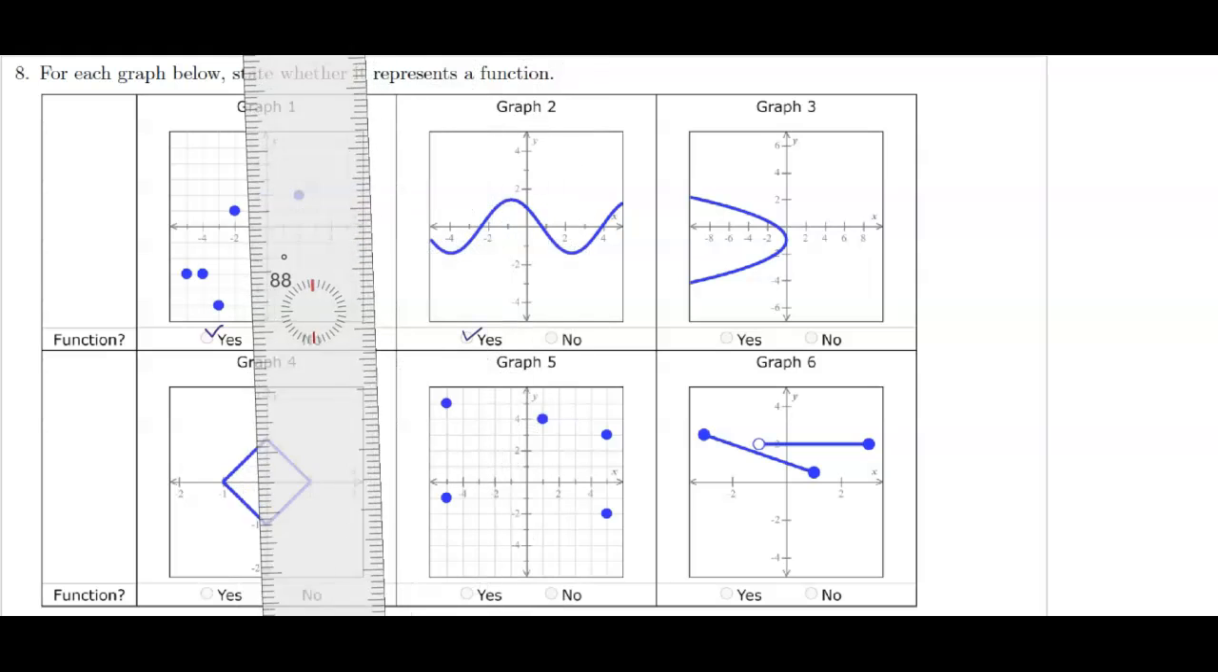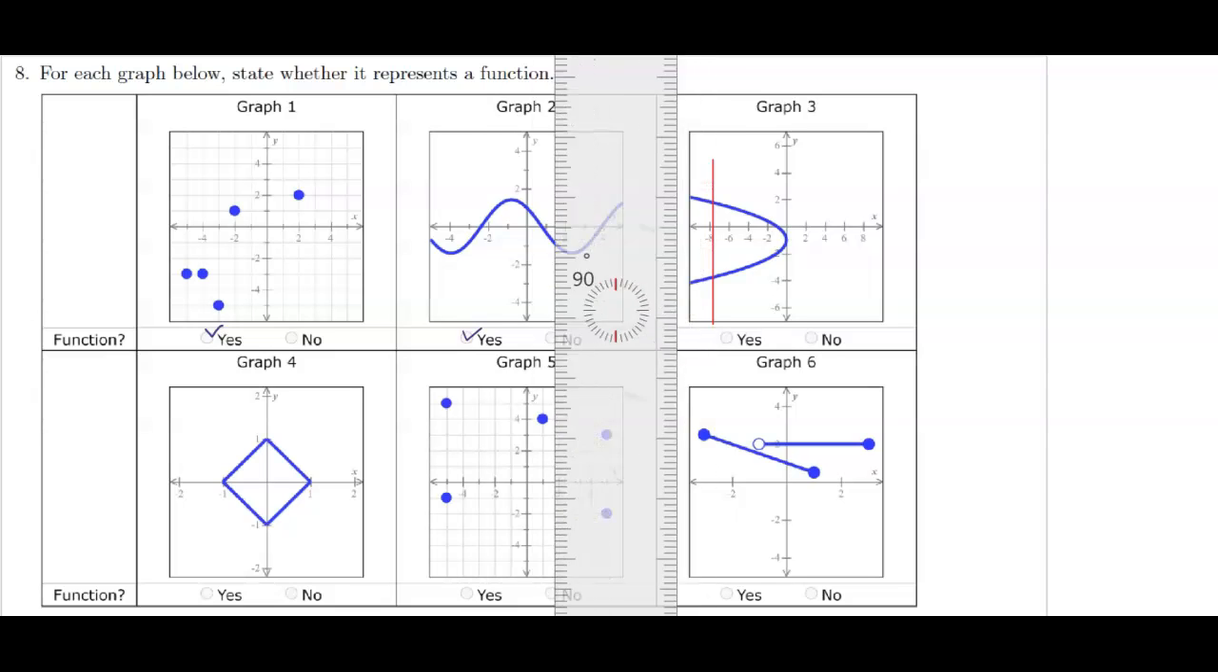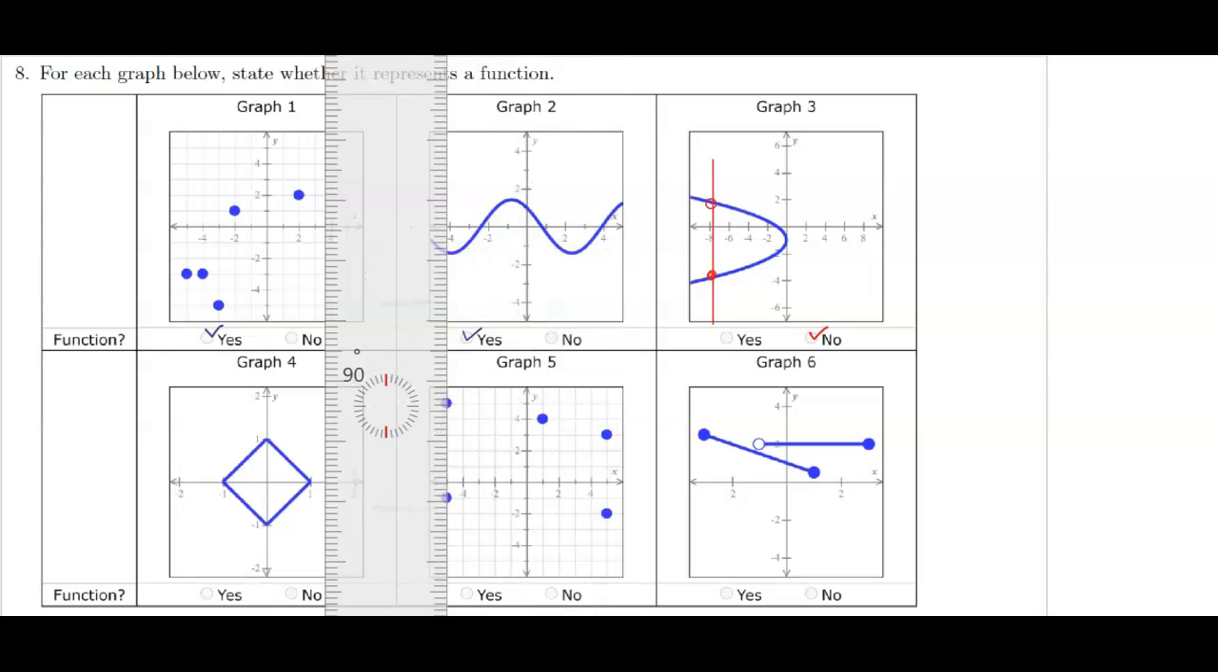Now for graph number 3, you can see, for instance, this vertical line is intersecting the graph twice, once here and once here. So the answer would be no then. All right, this is not a function. The vertical line test requires that any vertical line intersects the graph only once.